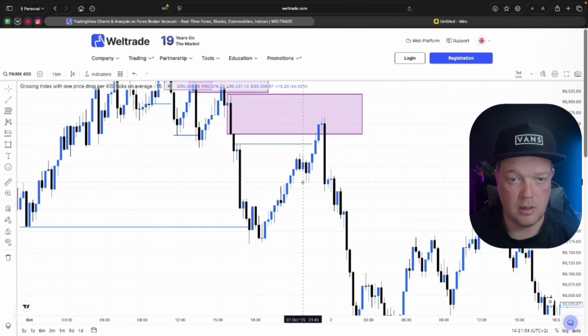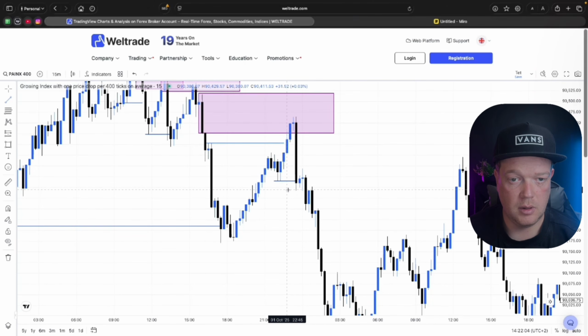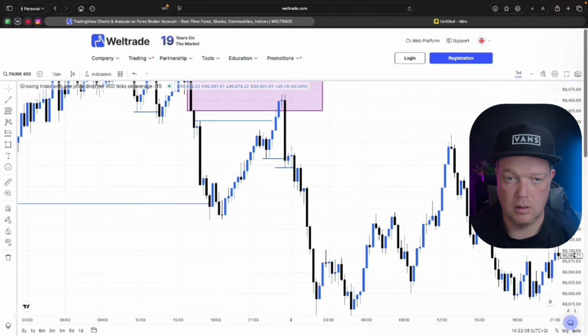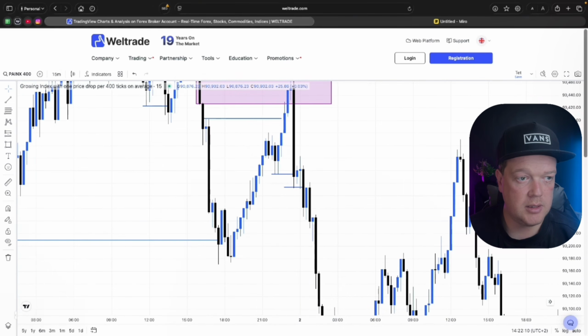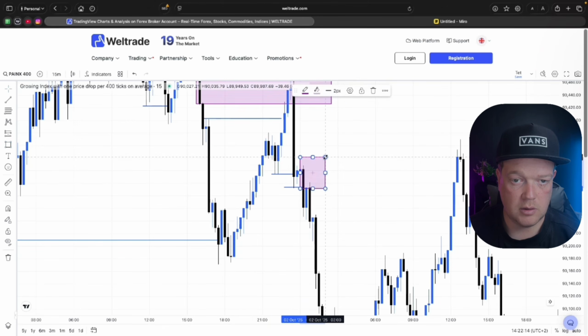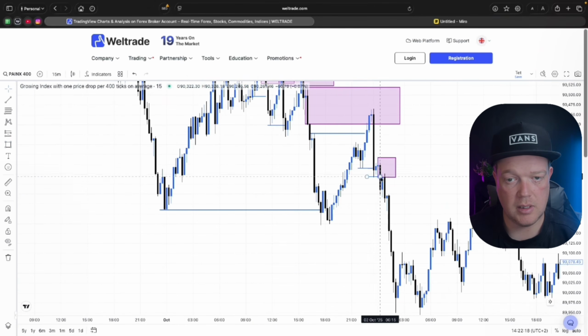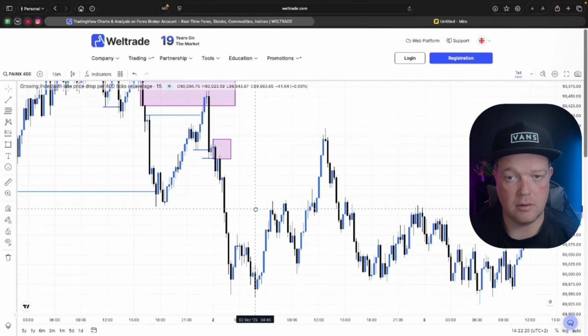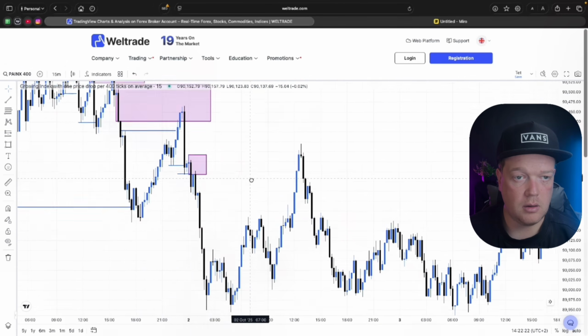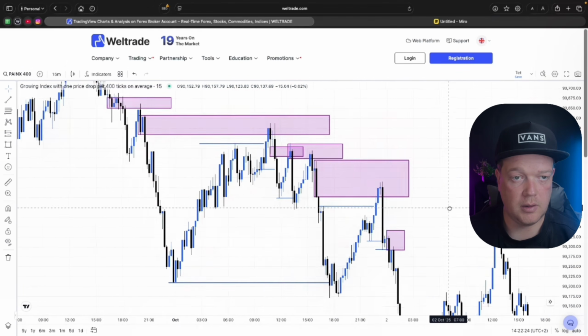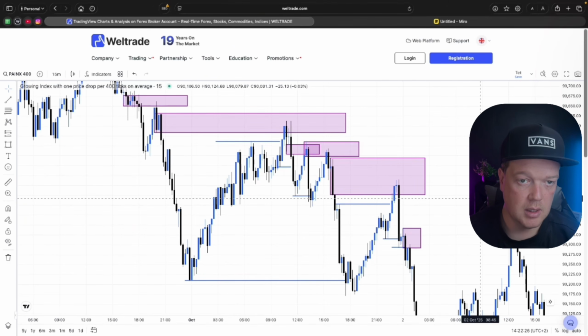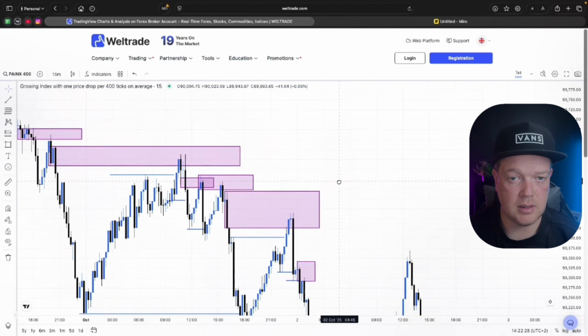We took this low, had a small push up. We took this low. And then price immediately reacted from this order block zone right over here. And guess what? We have a nice big push down. And this can go on and on literally by following these simple steps. So that's how easy it is.